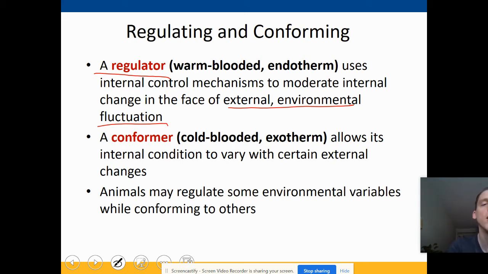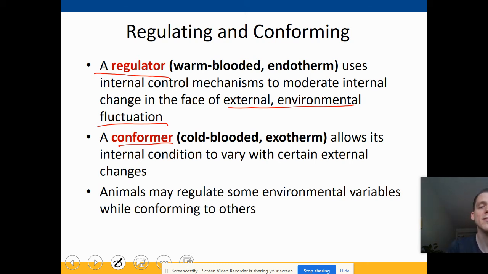A conformer, also called a cold-blooded or exothermic organism, is going to allow its internal conditions to vary pretty widely. It's not going to have the same mechanisms of control. So when it gets warmer, an exotherm is simply going to get warmer. And when it gets colder, an exotherm is simply going to get colder. It's not going to regulate its temperature.